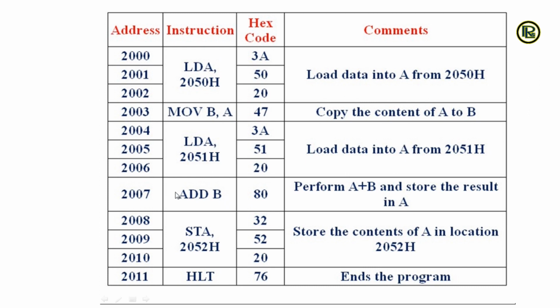Now I have the instruction ADD B. That means it performs the addition operation with the content of A, so it performs A plus B and stores the result in register A. Then I have another instruction, STA 2052H, and the corresponding hex codes are written at 2008: 32, 2009: 52, 2010: 20. It stores the content of A in the location 2052H.